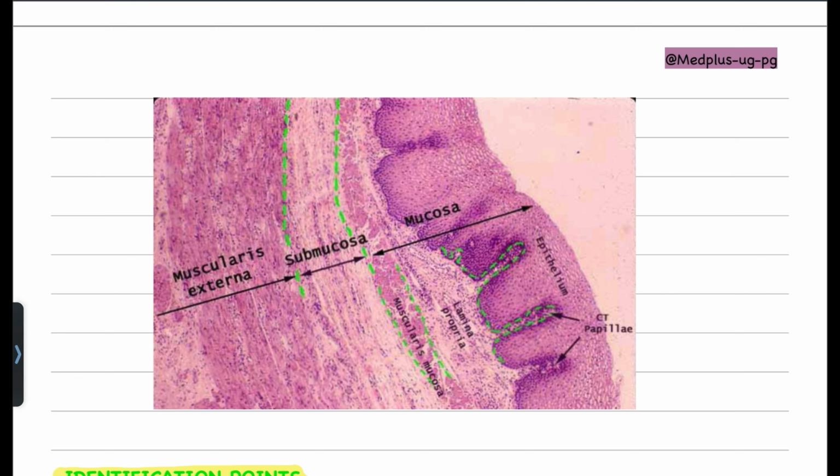So first we are seeing a mucosa which has a lamina propria, and we have a thin muscle layer which is the muscularis mucosae, and below this we have a connective tissue which is the submucosa, and we have more muscle bundles called muscularis externa. It has a circular inner layer and a longitudinal outer layer.